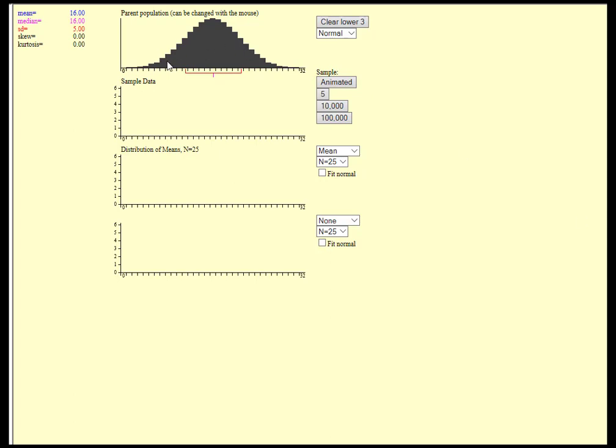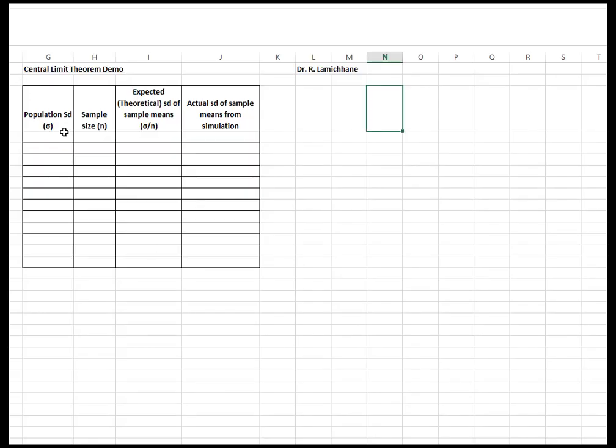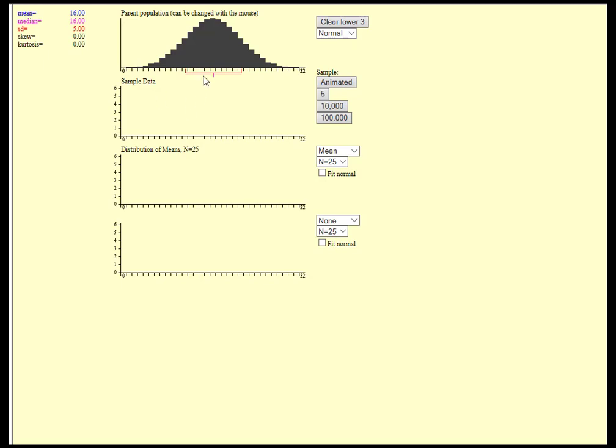Now, assume that this is the parent population, the actual population, and we don't know the size of this population, but assume it is a large population with mean 16 and standard deviation 5. This is a normal population and we want to draw a sample from it. So let me write down this standard deviation in my Excel sheet. The population standard deviation is 5. Now, I want to draw a sample of size 25 from this population. Let me draw one sample of size 25.